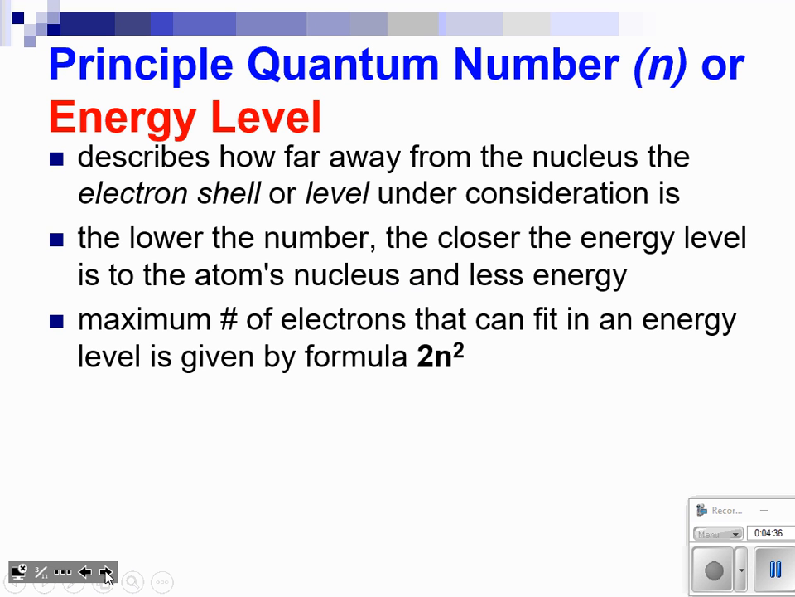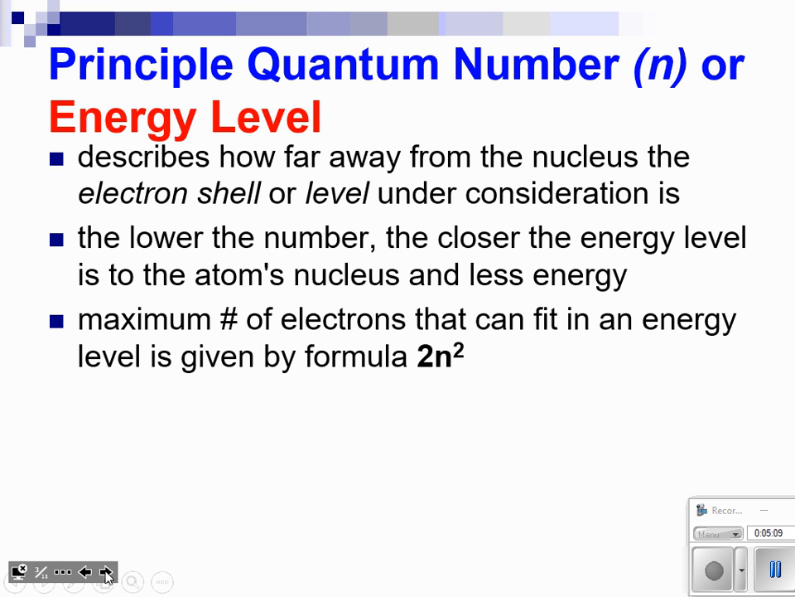Now, the maximum number of electrons that can fit on an energy level is given by the formula 2n squared. You're going to need that for some WebAssign stuff, and we will talk about that later on. I don't think it will be today, but it will be when we go over electron configurations. So, that is the maximum number of electrons that can fit on that energy level.